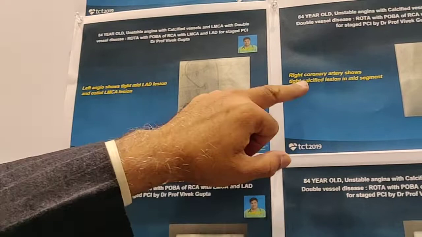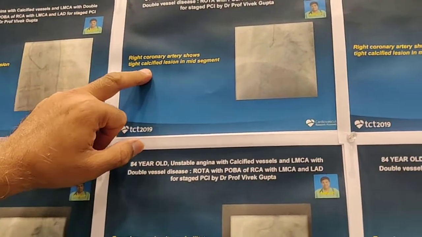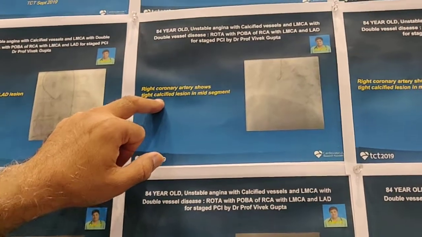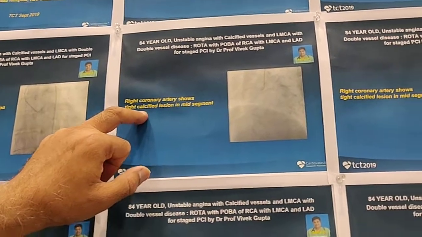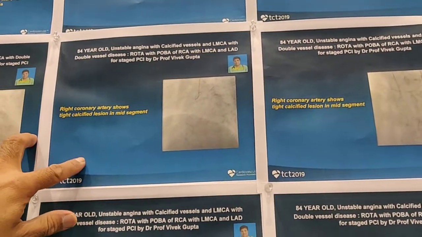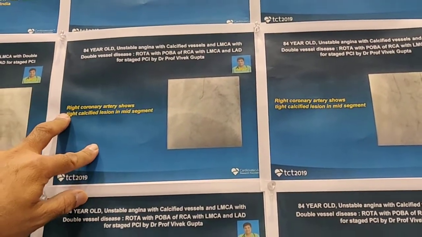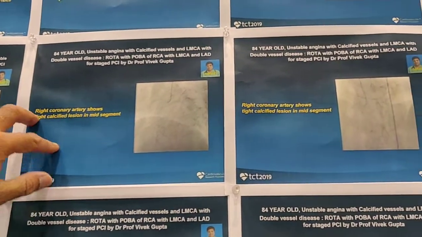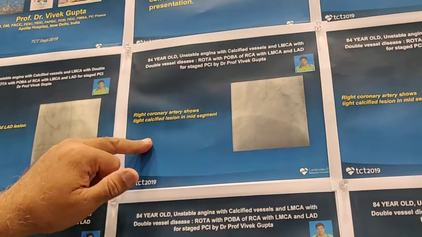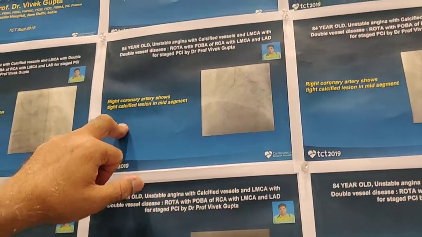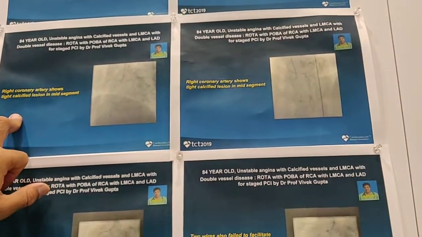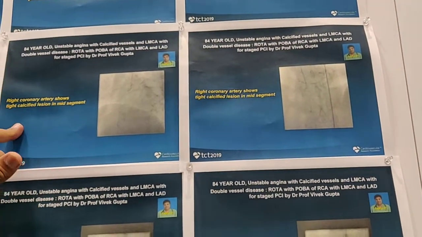The patient also had a right coronary artery with a very tight calcified lesion in the mid segment. So this was a classical case of double vessel disease with left main coronary artery disease, where we had to do a bypass surgery. The patient is 84 years old and had comorbidities of lung disease and mild kidney dysfunction. The patient decided not to go for bypass surgery given the high risk for CABG.